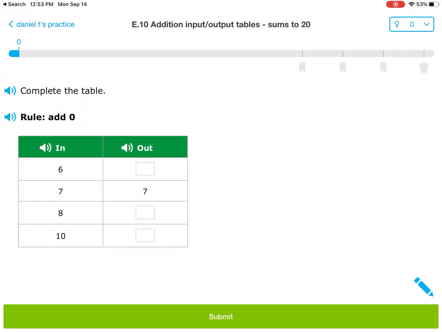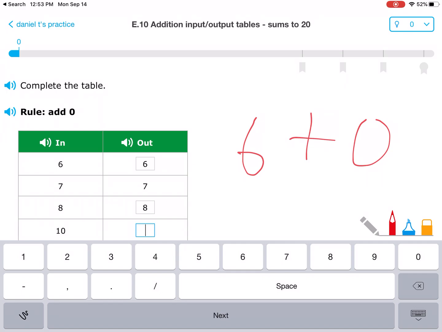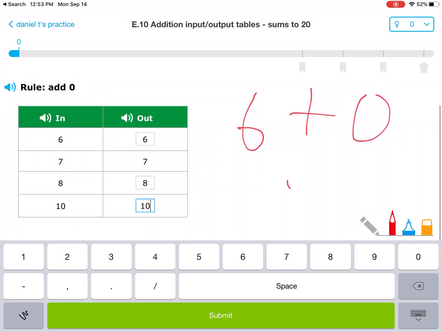It says that the rule is add 0. So 6 plus 0 is just going to be 6. 7 plus 0 is going to be 7. 8 plus 0 is going to be 8. 10 plus 0 is going to be 10. And that's it. So notice, if I'm just adding 0, if I'm adding nothing, then nothing is changing. So everything on the left is the same as on the right.